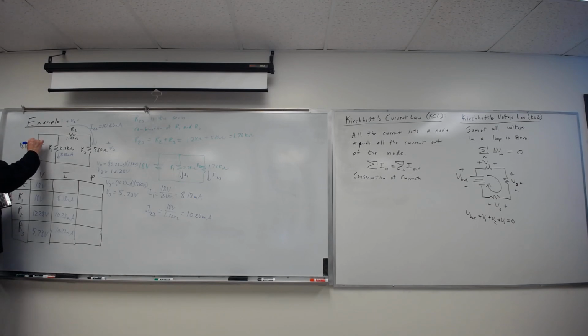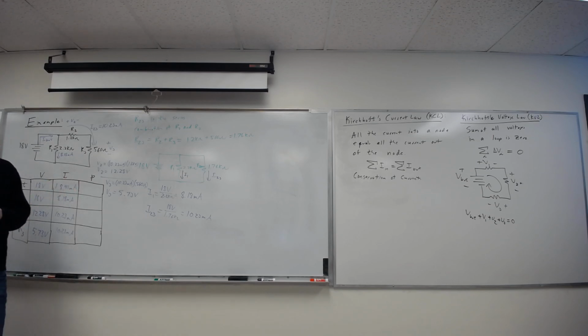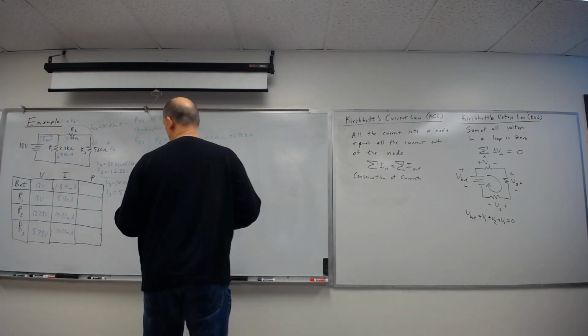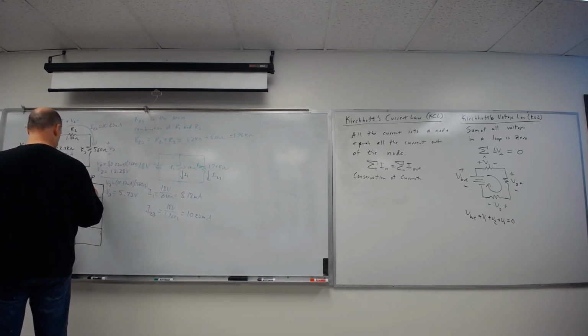Now, how about the current out of the battery? Well, what we just said over there with our Kirchhoff's laws is that current flows in, it has to be equal to the two currents that flow out. So I can take 8.18 plus 10.23, which is 18.41 milliamps. Now I can do power. 18.41 times 18 is 331.4 milliwatts.